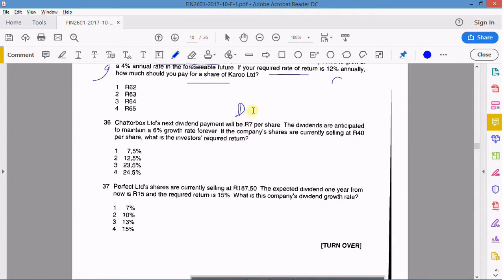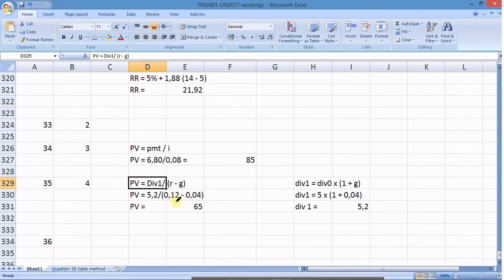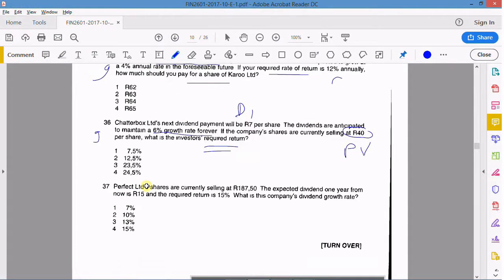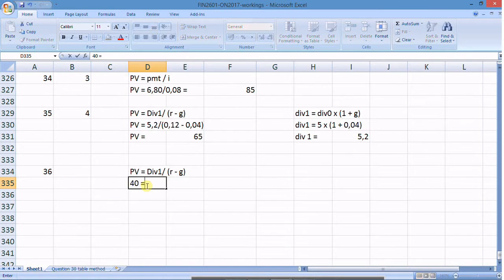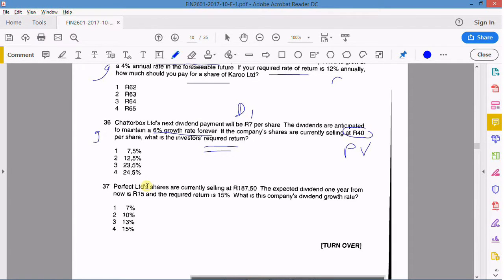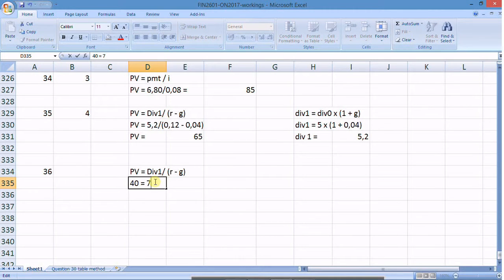C's next dividend, div 1. The dividends are anticipated to maintain at 6% growth rate forever, G. If the company shares are selling at 40 Rand, PV, what is the required return? Solve for R. Same formula, copy paste. 40 Rand equals div 1, the next dividend is 7 Rand per share, divided by open brackets R minus G. Growth here was 6%, 0.06, close bracket. Solve for R. So it'll be 40 times open brackets R minus 0.06, close brackets, equals 7.